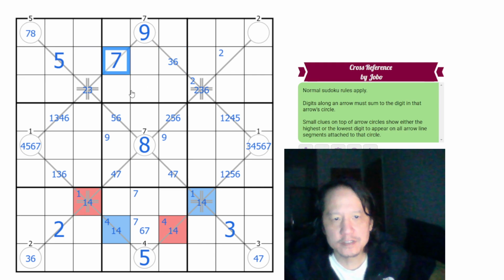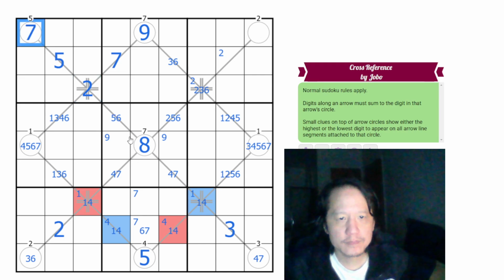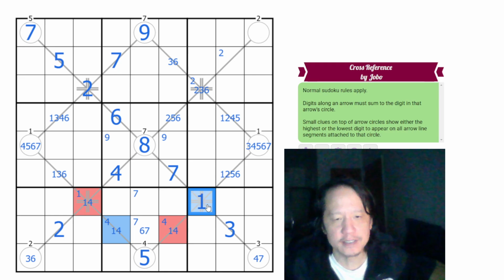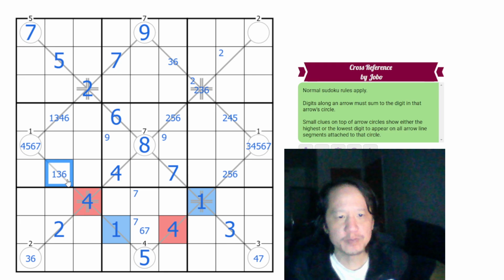Therefore, this is the 7, which makes this a 2, which makes this 7. This has to be 6 to add up to 8. This can never be 7, so this is 4. This is 7, which adds up with 1 to make 8. This must be 4. This must be 1. Since we have a 1 here, one of these must be 1, and therefore, it cannot be 2 and 1 here. Therefore, this must be 4 and 1, and this must be 2 and 3 to add up to 5.